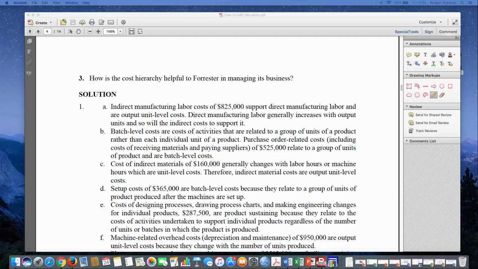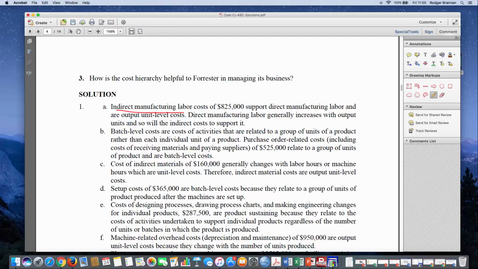And it's not just a matter of memorizing batch, unit, facility, product level cost, but being able to understand how costs behave. So if you're taking a look, for example, at indirect manufacturing labor, the idea is that labor should increase proportionally as the number of units that you produce increase. So that would be considered a unit level cost. And because it's increasing proportionally, it tends to be the most accurate way of allocating overhead. So to the extent that you can, you want to try to associate all of these unit level costs together.